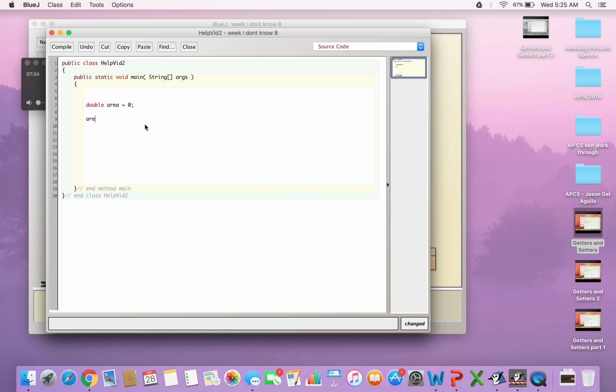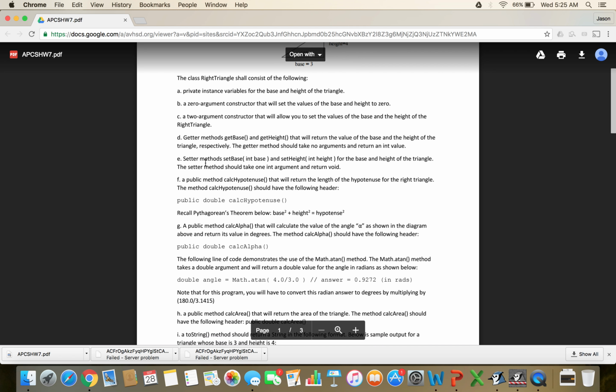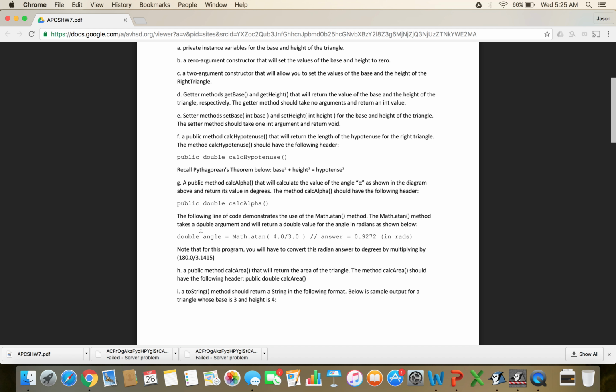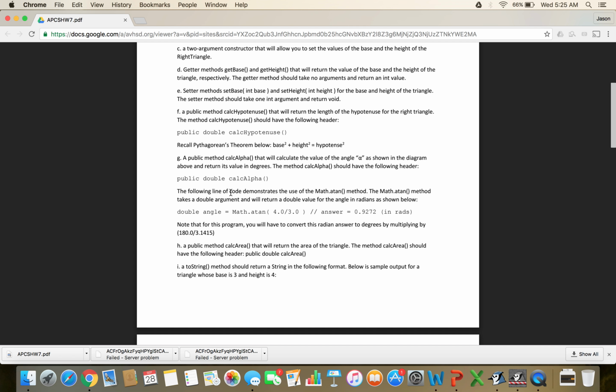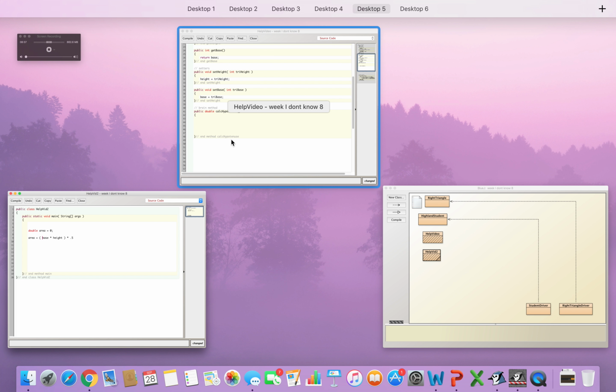So then what I would say is area equals or gets, for me, base times height, and then that would be, well, do you have to do the area? I feel like you might have to do the area. I can't remember. Calc alpha, angle, calc area. Well, I guess I am doing something. But base times height and then divided by 2, that's the same thing as multiplying by 0.5. Here's the thing, you just got to be careful. Base and height are integers, just based on the instructions in this.